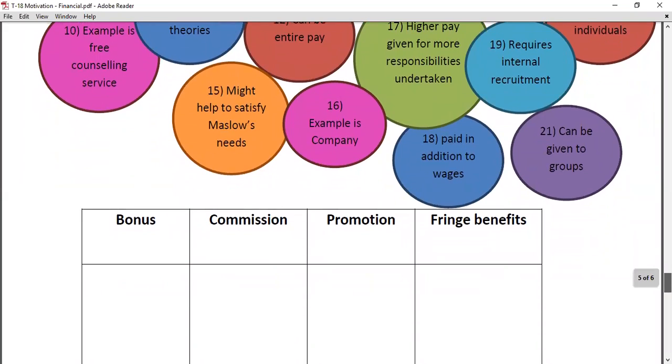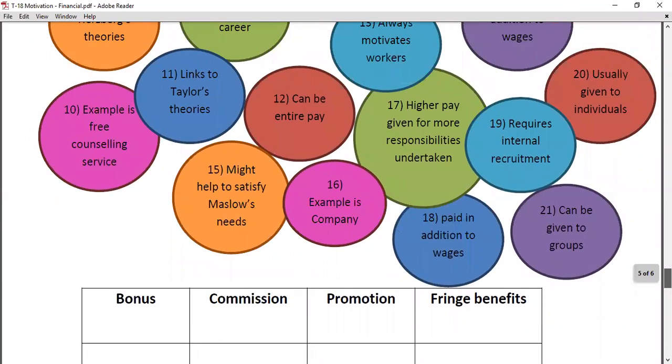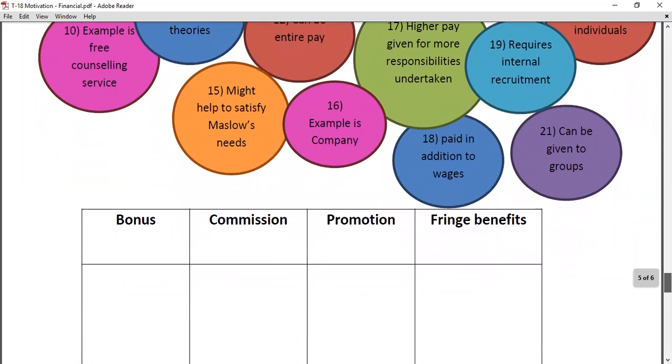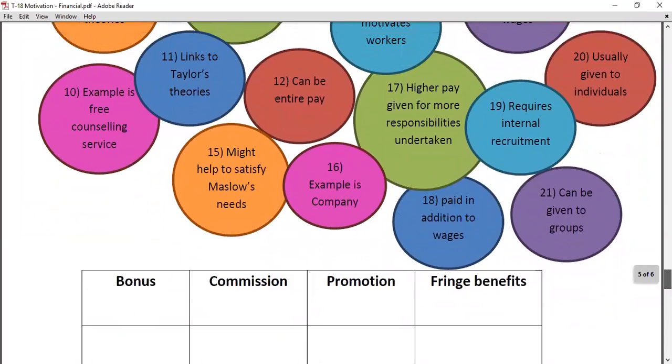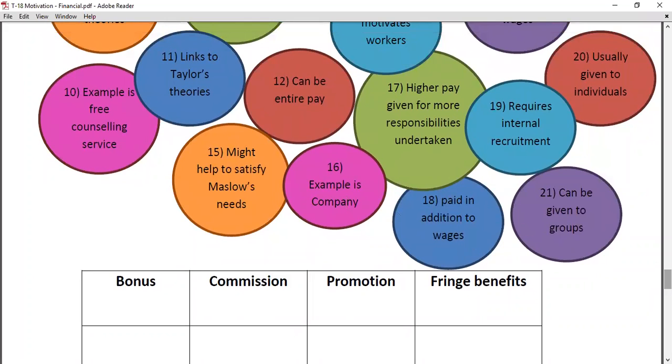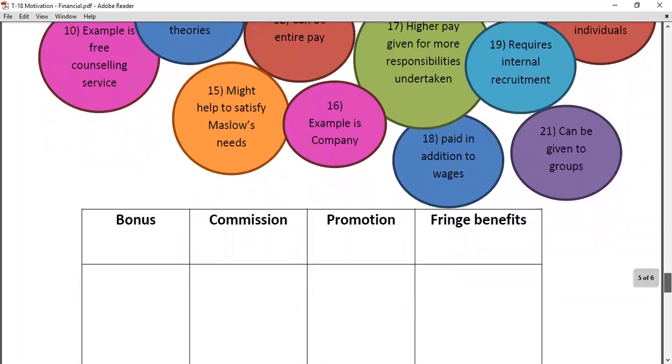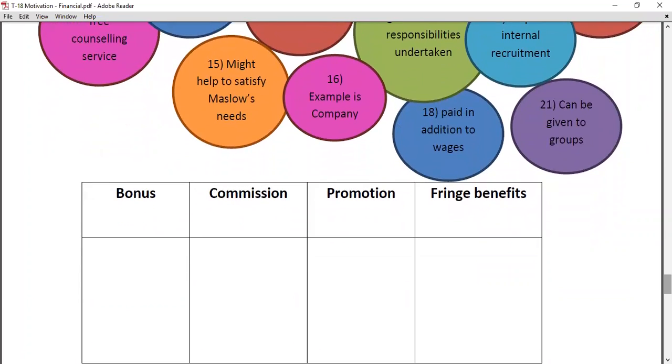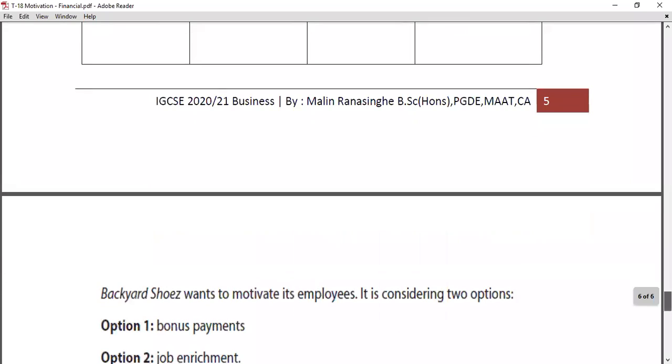What? Promotions. 20th, usually given to individuals. What's that? Commissions, bonus. Next one, promotions. 21, the last one, can be given to groups: fringe benefits or bonuses. Okay, so those are the things.